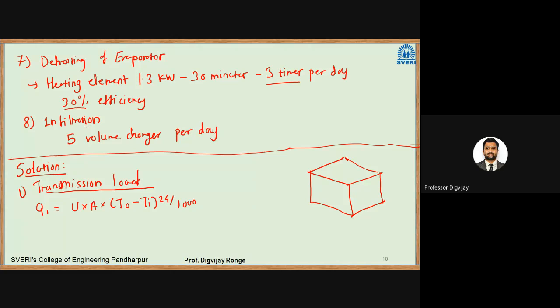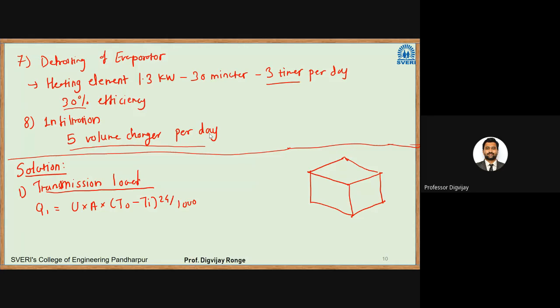Then infiltration. In this case, I have assumed 5 volume changes per hour. That means the volume of air in the cold room is replaced 5 times by outside air. So infiltration means the air that comes in which we cannot avoid, such as through cracks in the door or the gap below the door. That will be considered under infiltration. So this was the given problem, and so first step is to calculate the load, then we can decide the refrigeration system.